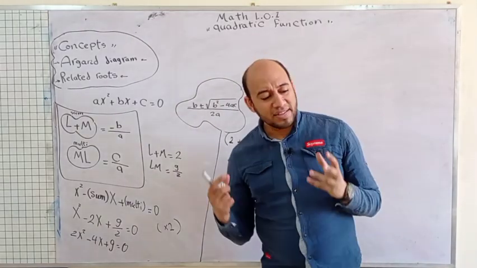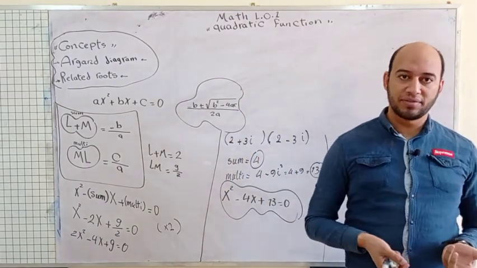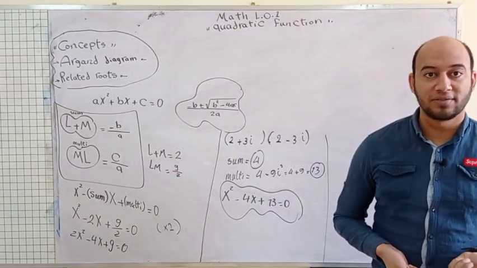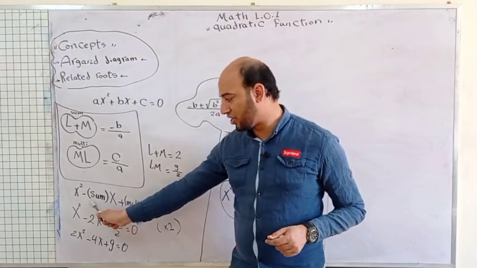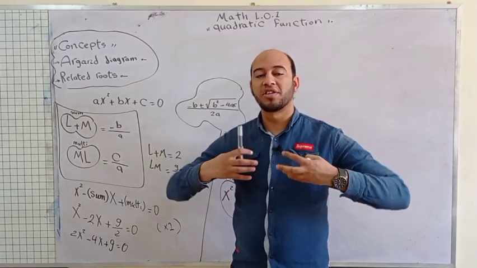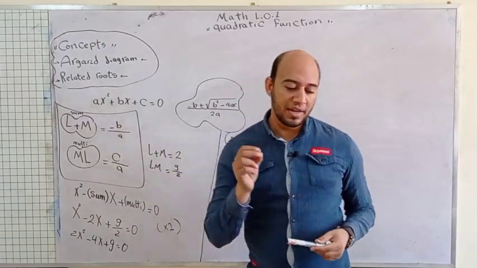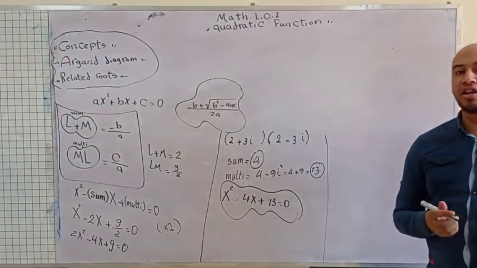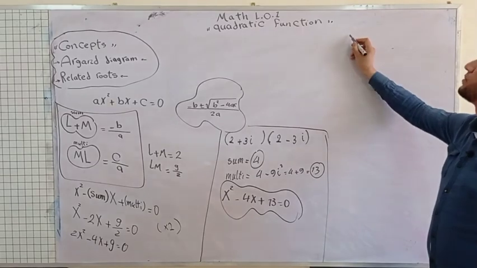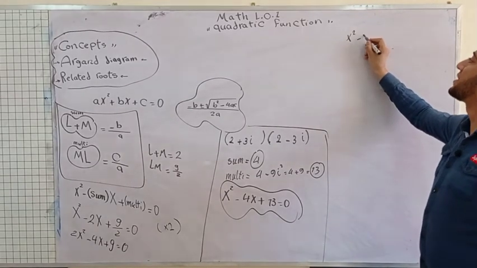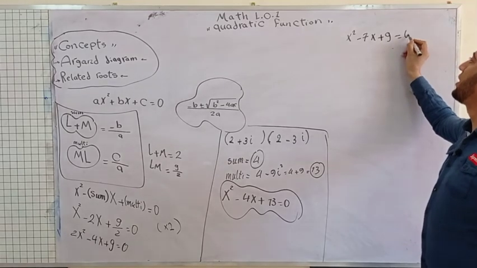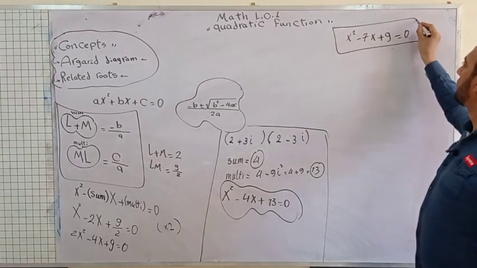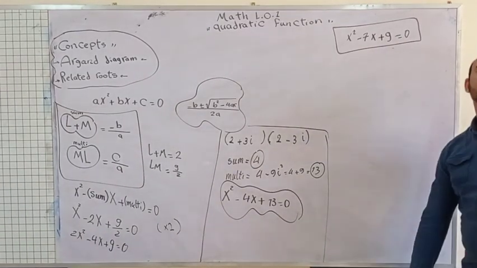But how can we get the multiplication and the addition for the new roots? Because we need the multiplication and the sum to construct the new equation. Let's make some important relation. I will give you an equation: x squared minus 7x plus 9 equals 0. This is an important example.